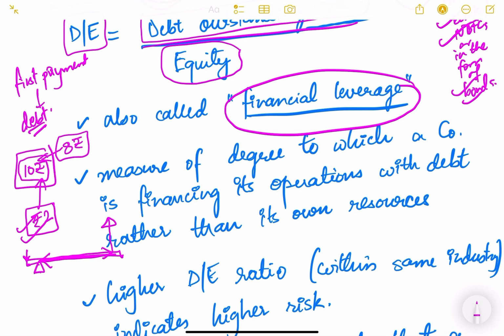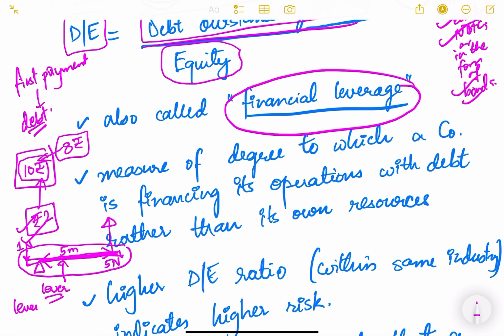Say for example, if this is 5 meters, and you are putting a force of 1 Newton here, then because of this 5 meter length, you can lift a weight of 5 Newton here. So this is known as a lever, and a lever helps you lift more weight with little force, with little application of force here. So that's why this entire thing is known as leverage.